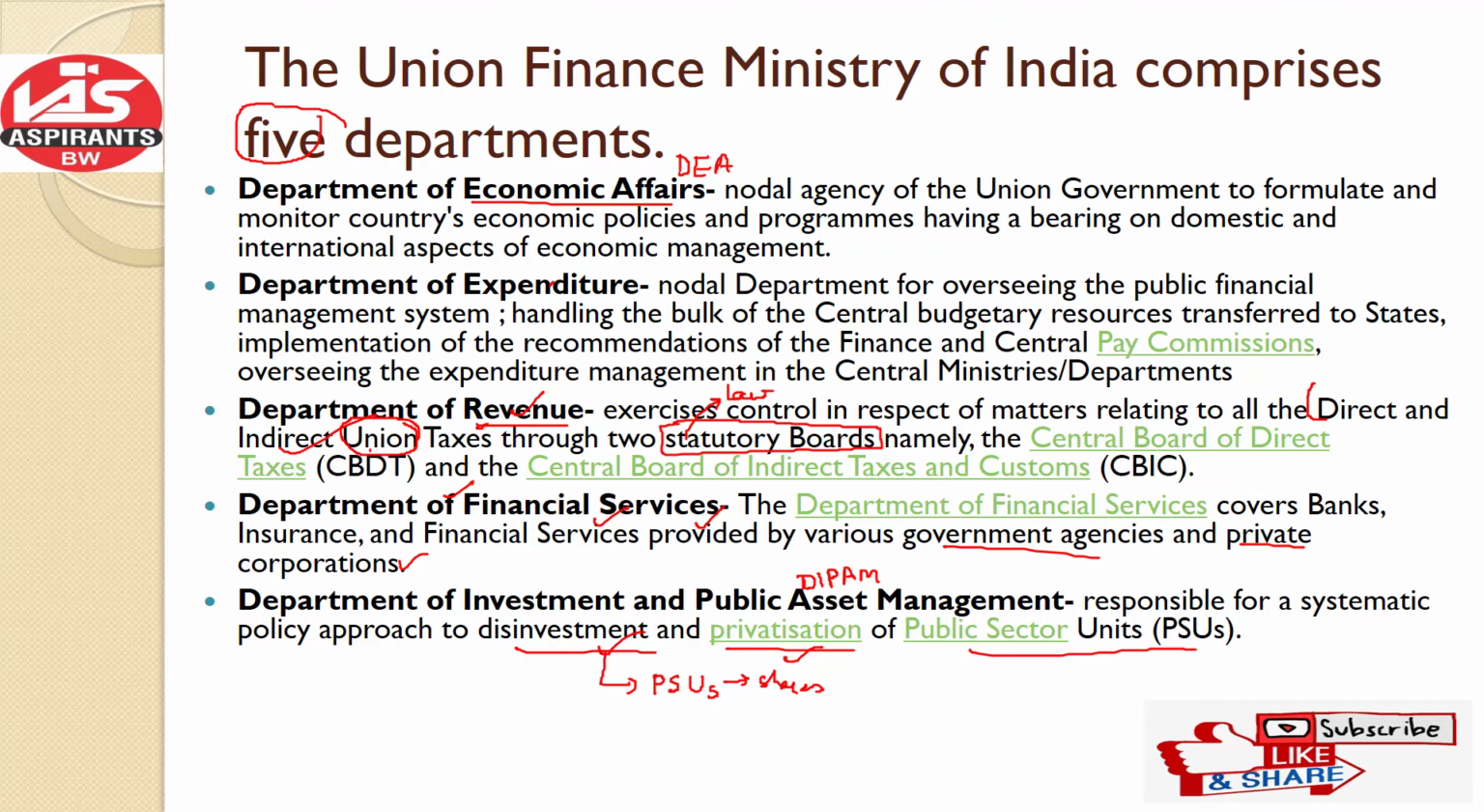The next department is the Department of Expenditure. Again, the name tells us. First of all, all the central government's resources, when they have to be transferred to the states through the Finance Commission or the Central Pay Commissions, are handled by the Department of Expenditure. That means overseeing the public financial management system. All of the money is handled by the Department of Expenditure.